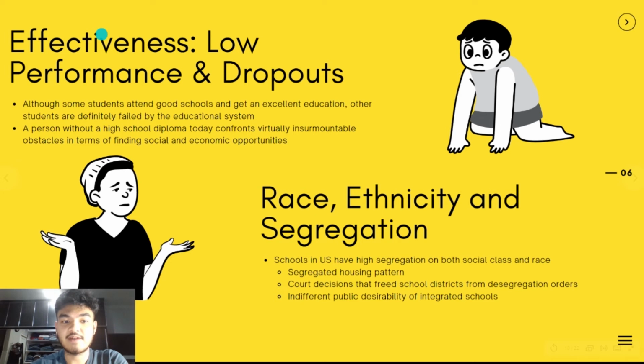Schools in the US have high segregation on both social class and race. This results from a number of factors like segregated housing patterns, court decisions that freed school districts from the segregation orders, and indifferent public desirability of integrated schools.